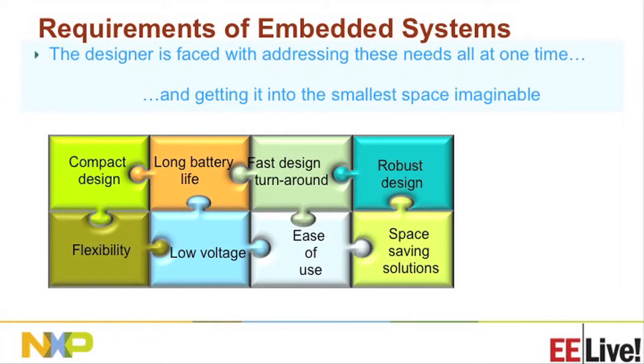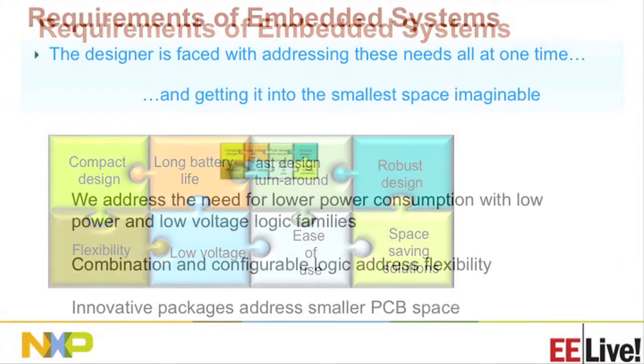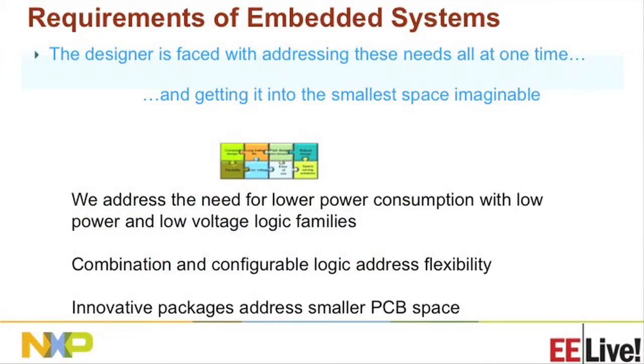So the requirements of today's embedded systems: we need compact, smaller designs. We need longer battery life. We need to get these systems to the market quickly. They have to be high quality, high reliability, robust. We need to save some space. And then at the end, you need to get them to the market fast, so you need to be flexible with that. So we address the need for low power consumption with our low power and low voltage logic families. We have 3 different families: LVCs, AUP, and AXP logic for this purpose.